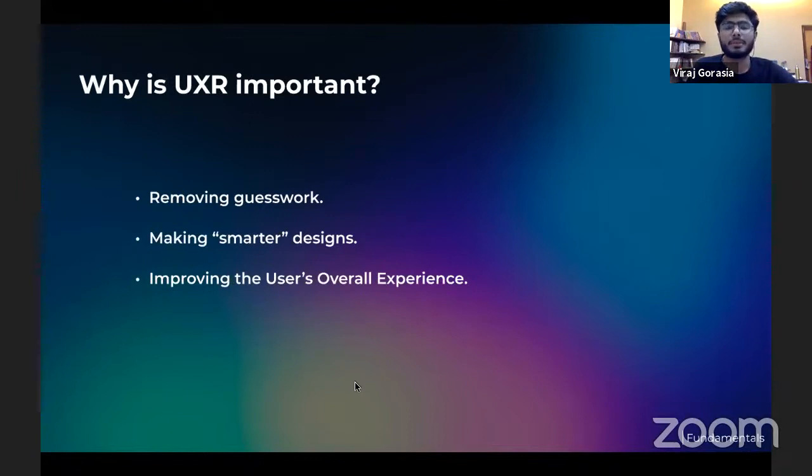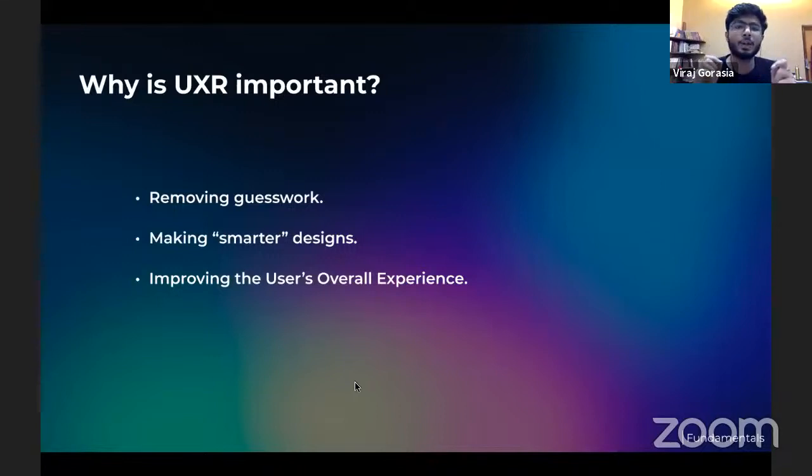Why is UXR important? I think by now this might be very clear, but let me just go forward with it. Removing guesswork, right? So whenever a problem statement comes to the design team, basically when you start building the product, there are a lot of assumptions that you make, right? Because let's say you have a problem statement, you haven't studied anything. So there are a lot of assumptions in your mind. These assumptions need to be removed, because designing and shipping a product takes a lot of effort, a lot of money, a lot of time. So you can't make products on the basis of your assumptions, right?